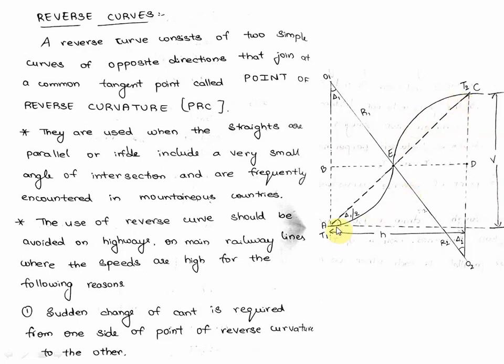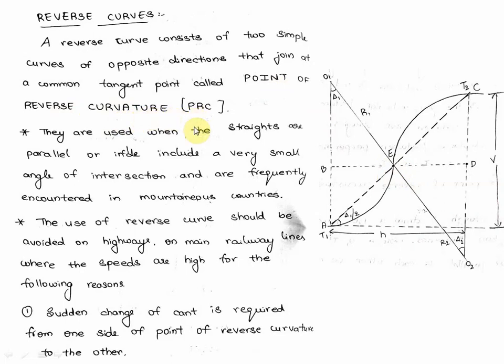So a reverse curve consists of two simple curves or arcs of different directions. You can see here this one is going in this direction, and again when it takes the curve, the gradient will turn in this direction. That's why they are called opposite direction curves that join at a common tangent point. Here you can see both curves joining at this common point E, and this point is called the point of reverse curvature, that is PRC.